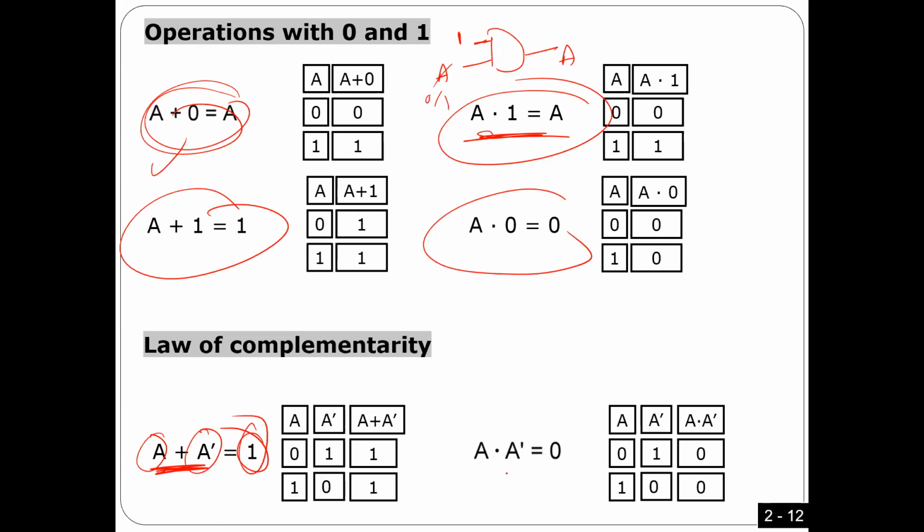Same thing here, A and A prime. For sure, I'm going to get 0, simply because in case of AND, the only case I can get 1 is when the two inputs are 1s. In this case, it's impossible that the two inputs are 1s, because I have a bit and the inverted value. Any questions here?